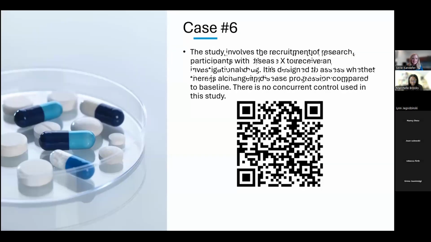Let's see. We know the difference. So, okay, this study involves the recruitment of research participants with disease X to receive an investigational drug. It is designed to assess whether there is a change in disease progression compared to baseline. There is no concurrent control used in this study. Is it a clinical trial? So hopefully if you scan the QR code, you'll get the question. It's just a yes or a no. I've had a lot of technical difficulties this morning, so we'll see if this works.